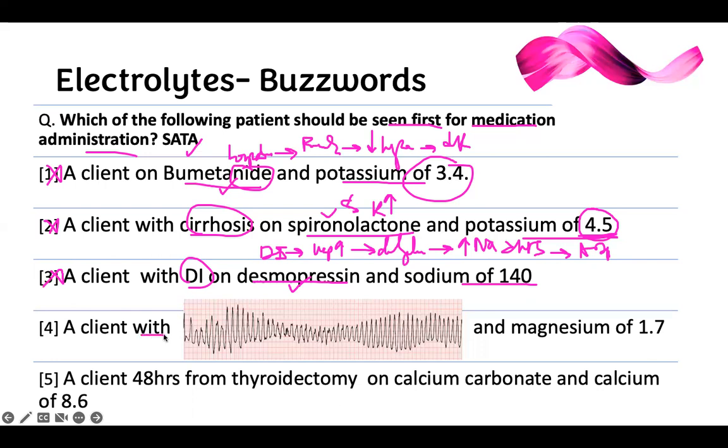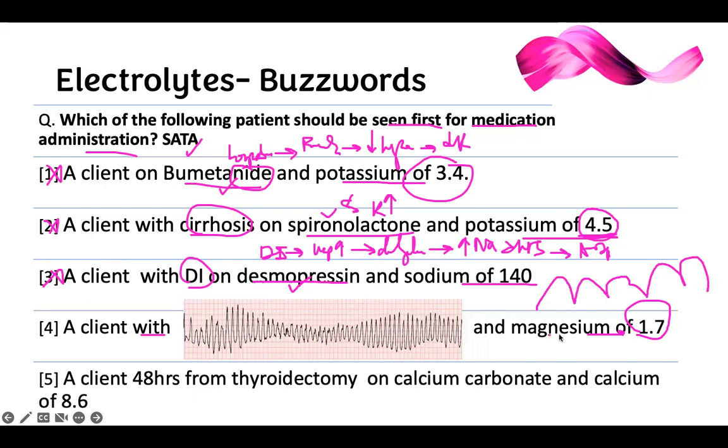A client with this and a magnesium of that. You know, magnesium is low normal. It's still normal, but it has this. What do you see here? This is the EKG, and you have polymorphic ventricular tachycardia with meandering features. It goes up, then it comes down. It goes up, it comes down. It has meandering features. It doesn't have the classic VTAC look.